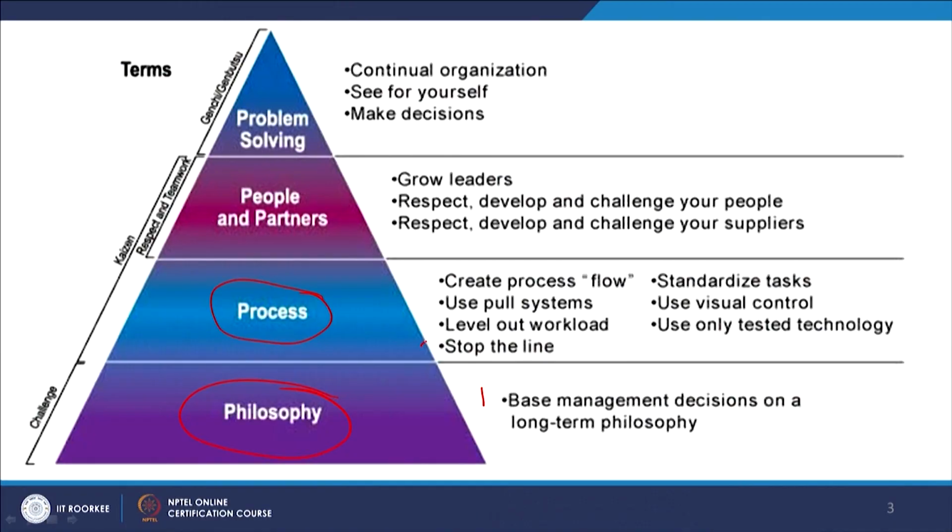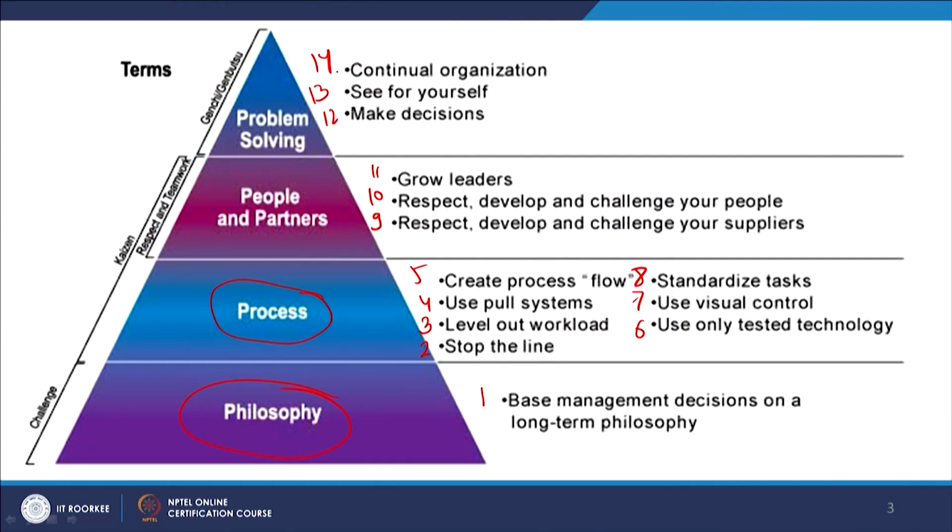And if you see in this diagram, we have 1, 2, 3, 4, 5, 6, 7, 8, 9, 10, 11, 12, 13 and 14. So the 14 principles which are given for the implementation of Toyota production system are related to different P's.